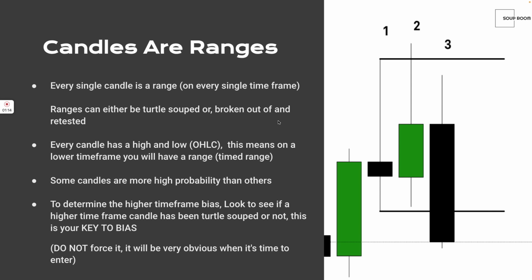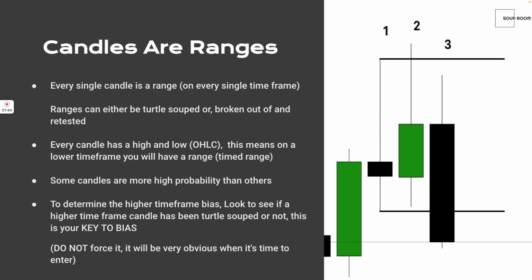Every candle has a high and low, open and close, OHLC. This means on a lower time frame, you will have a range. That in itself is a timed range, from the candle open to the close. That is the range, the high and the low.